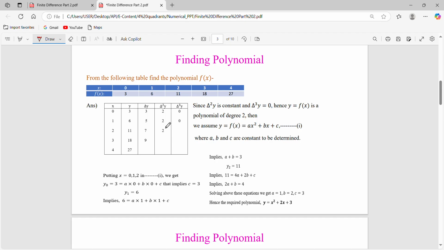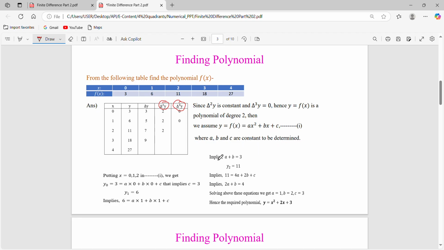So what is the reason to take the degree of the polynomial? So first we can check here, these three values are the same, that means Δ²y is constant and Δ³y is 0. So f(x) is a polynomial of degree 2. And for this reason, here we can assume y equal to f(x) equal to ax² + bx + c, where a, b, c are constants to be determined.